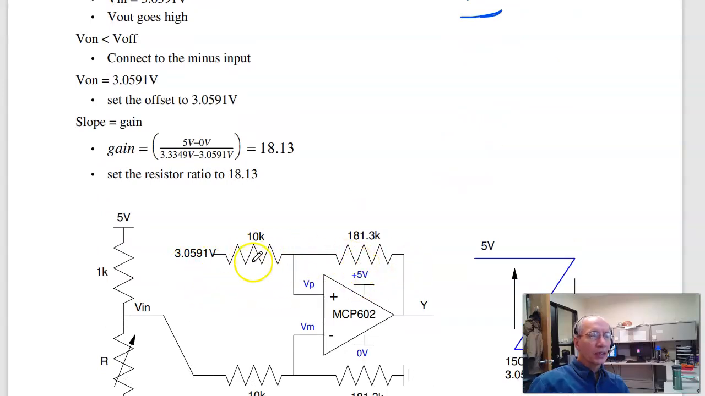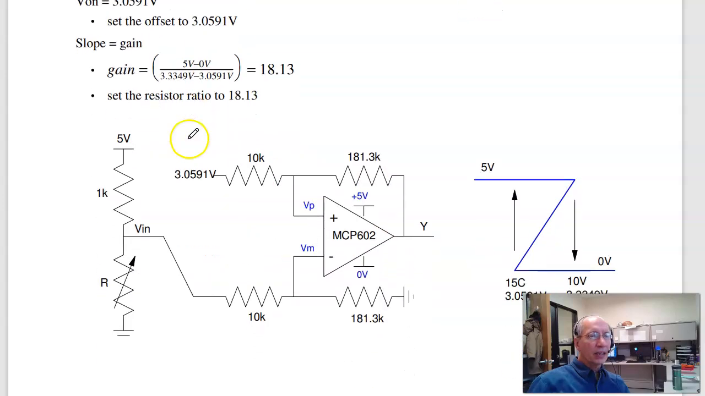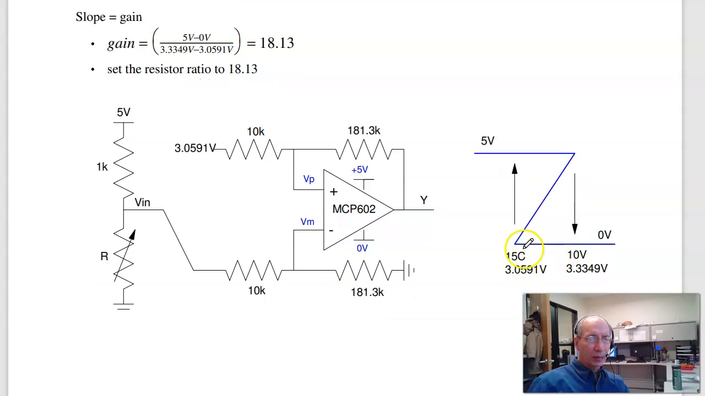And the slope is the gain. The output changes by 5 volts as the input changes by 0.3 volts for a ratio of 18 to 1. So pick this to be 18 to 1. And I pick this to be large because actually this is 190K in parallel with R. That changes R, changes the voltages, changes the circuit.